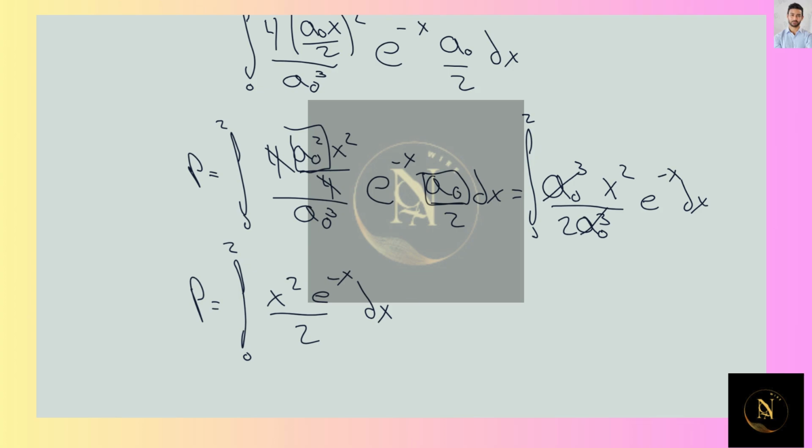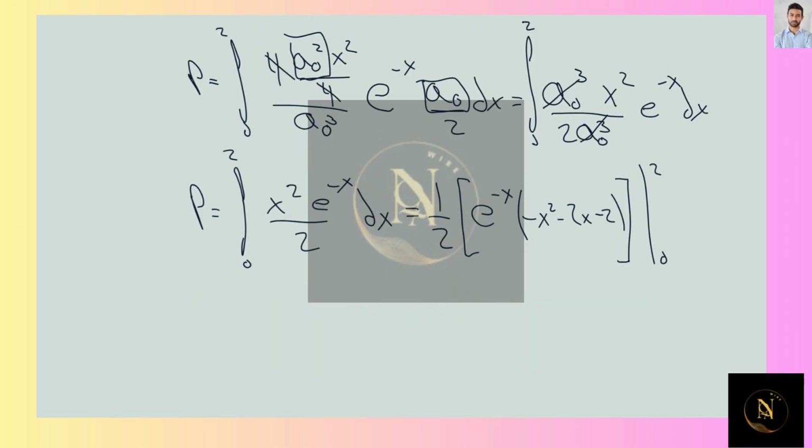This integration can be done by parts, and the result is going to be equal to 1/2 of e to the minus x, let me put here my big parenthesis, e to the minus x times the following polynomial, that is minus x squared minus 2x minus 2. And all of this is going to be evaluated from 0 to 2.